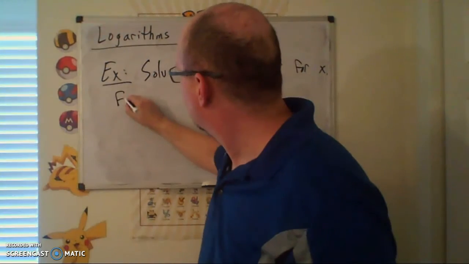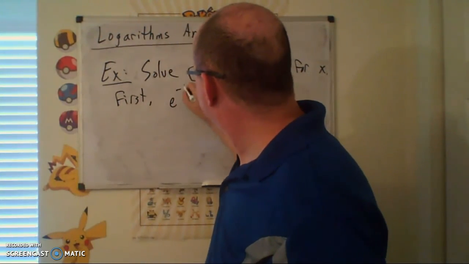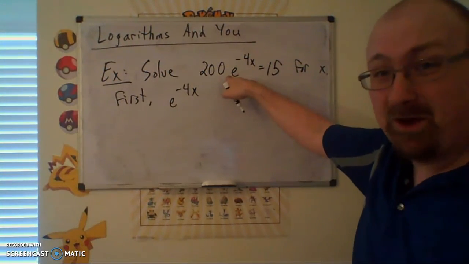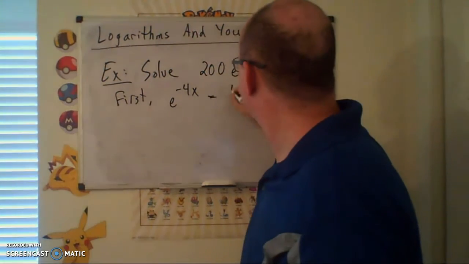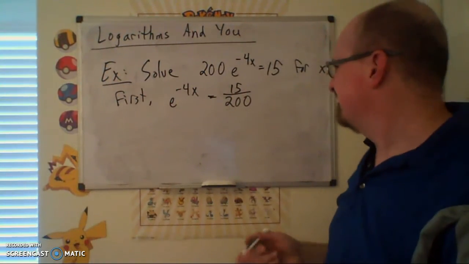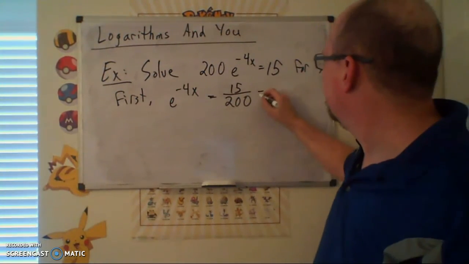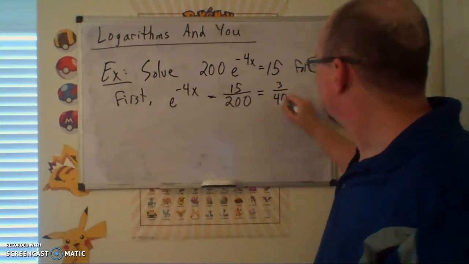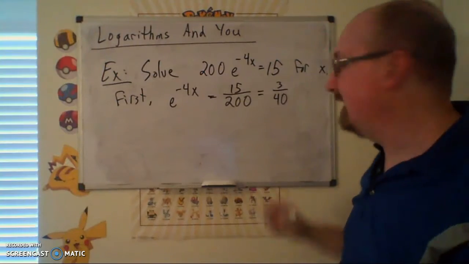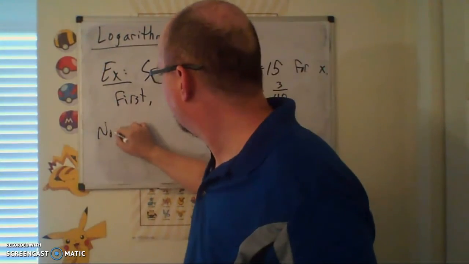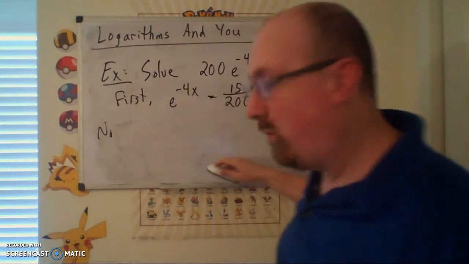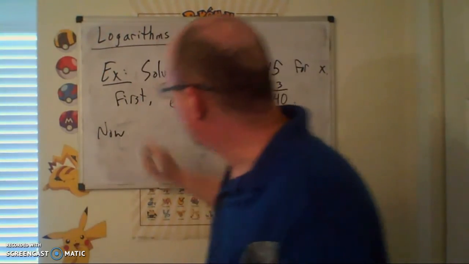Anyway, first off, we have e to the negative 4x. To get rid of this, since it's multiplied on, I have to divide. So 15 over 200. And like I said, you can simplify this down. I guess it would be 3 over 40, I think. Both of those should be divisible by 5. All right, so now, I'm apparently hungry. That was supposed to say now.